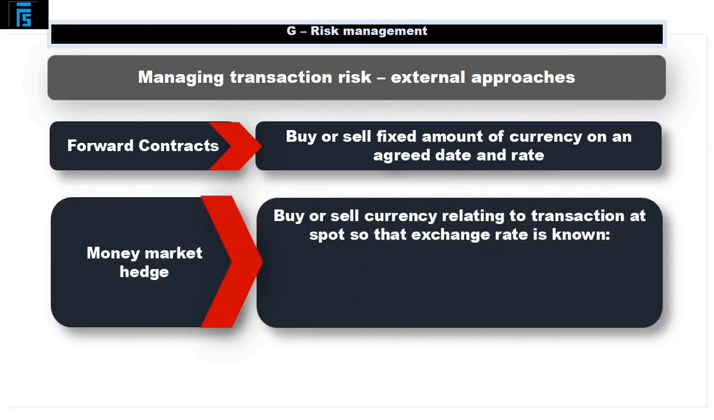A money market hedge involves buying or selling the currency relating to the transaction now at spot, so that the exchange rate achieved is known. More specifically, for a currency receipt, the process is as follows. Borrow an amount of foreign currency today equal to the amount due to be received less the interest that will accrue on the borrowing.